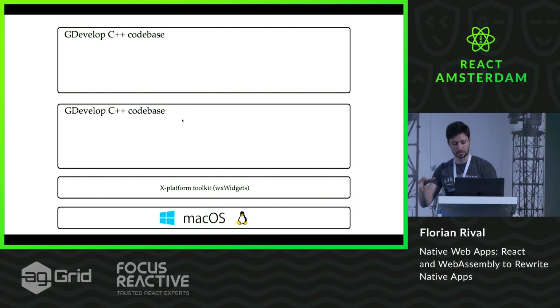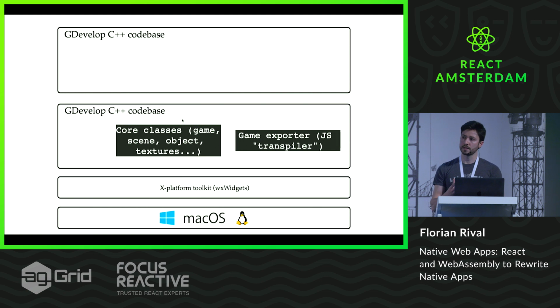It was all a C++ code base, and at the core of the code base, there are all the core classes that define what a game is, what an object is, what a stage of a game is, and there were the game exporter classes, meaning all the tooling that takes your game and outputs the JavaScript, the HTML5 game that can run in your browser or on mobile.